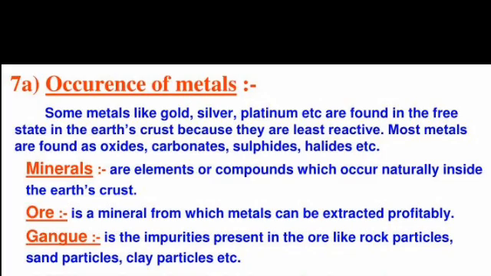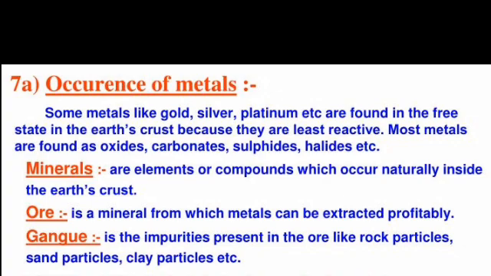Occurrence of metals. Some metals like gold, silver, platinum, etc. are found in the free state in the Earth's crust because they are least reactive, and as such they are known as noble metals. Most metals are found in the form of their oxides, carbonates, sulfides and halides because they are reactive and they react with these elements, and as such form oxides, carbonates, sulfates and halides, etc.